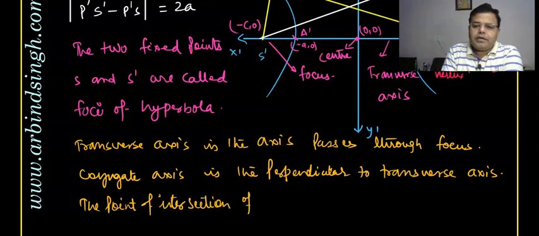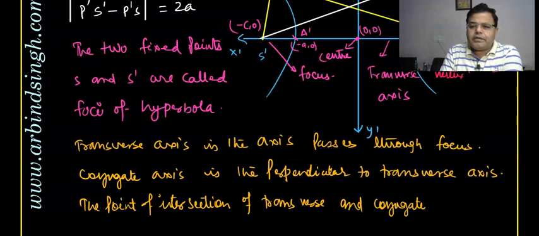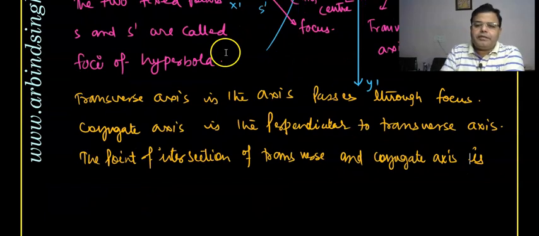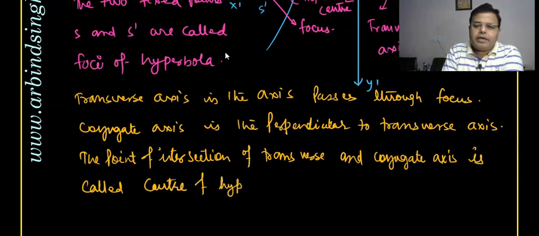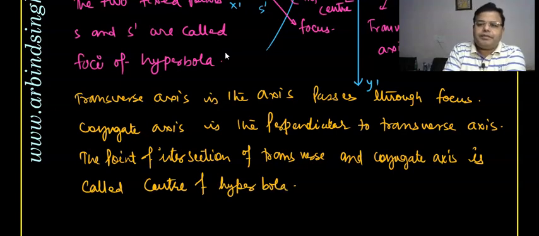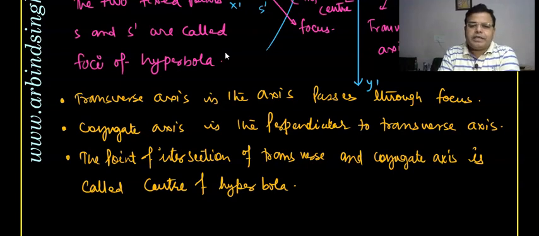The point of intersection of the transverse and conjugate axis is called the center of the hyperbola, right? So these are a few things which you need to remember. I hope you got it. The transverse axis, the conjugate axis, and the point where they intersect is called the center of the hyperbola.